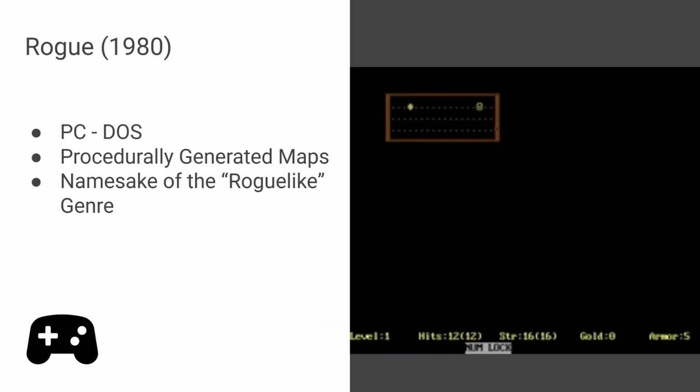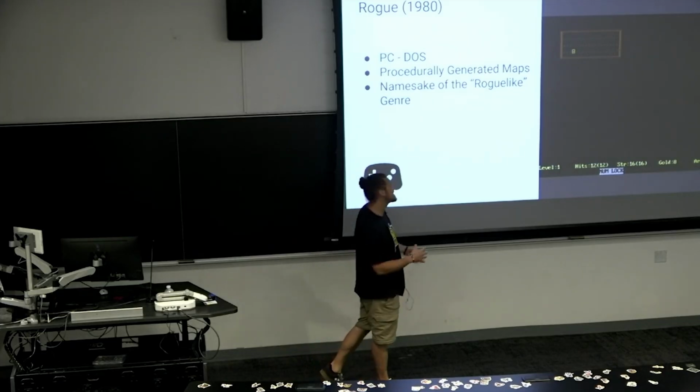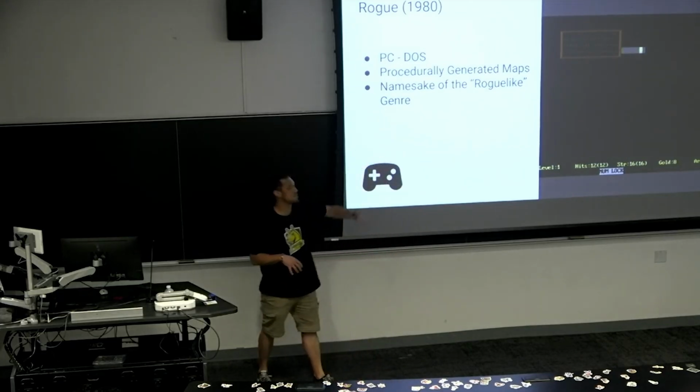One of my favorites is Rogue in 1980. This is a PC game. If anyone's familiar with, you have a lot of games nowadays that are called roguelikes. That's where this comes from, is Rogue. The idea, the biggest thing here, is being procedurally generated.